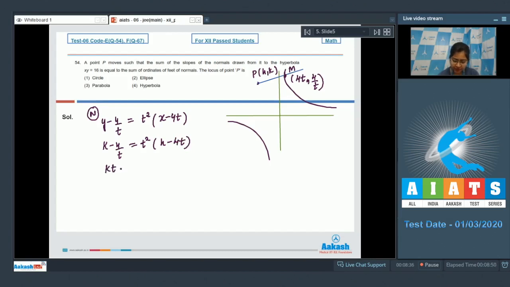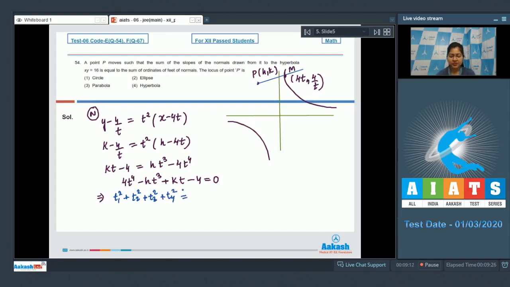So we have kt − 4 = ht³ − 4t⁴, that is 4t⁴ − ht³ + kt − 4 = 0. Now in the question it is given that the sum of the slopes of the normals, that is t1² + t2² + t3² + t4², is equal to the sum of the ordinates of the feet of the normals, that is 4/t1 + 4/t2 + 4/t3 + 4/t4.